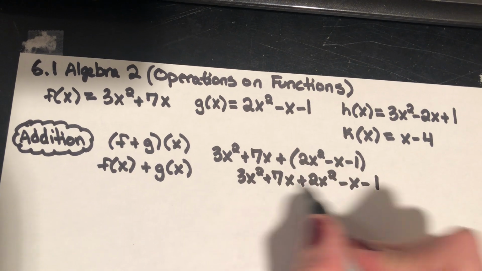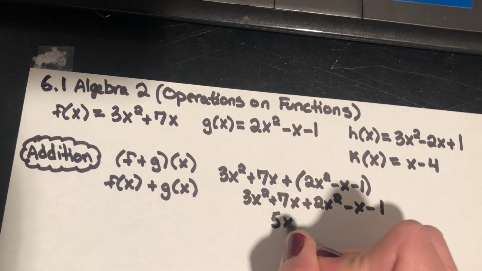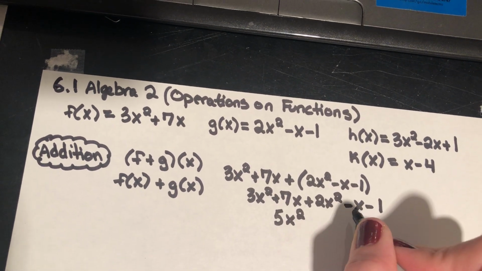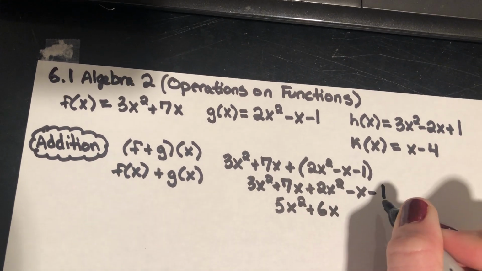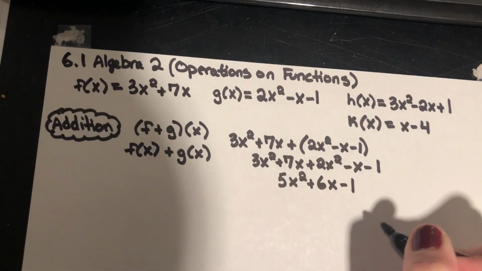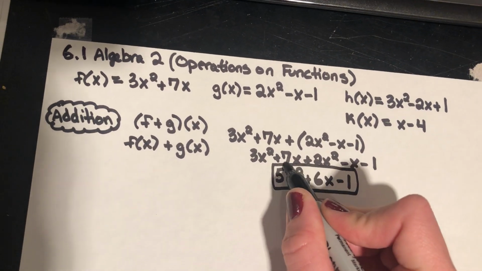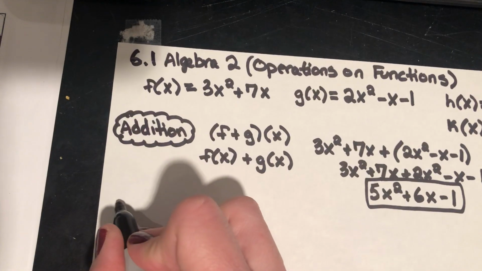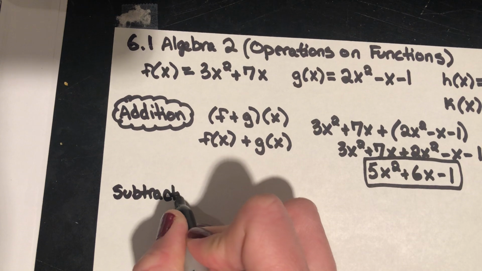And I find the like terms. 3 plus 2 is 5, so that's 5x squared. 7 minus 1x, there's an invisible 1 right there, is 6, so plus 6x. And then the minus 1 stays. And that is our most simplified answer for our addition problem. Okay, well, what if I have subtraction?